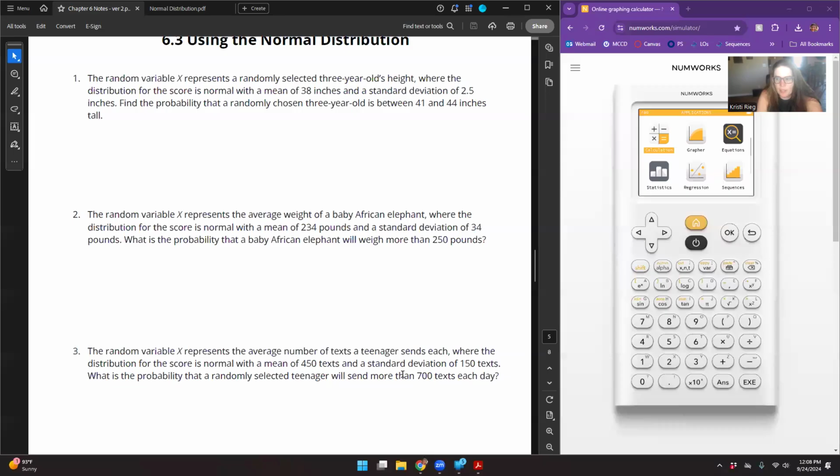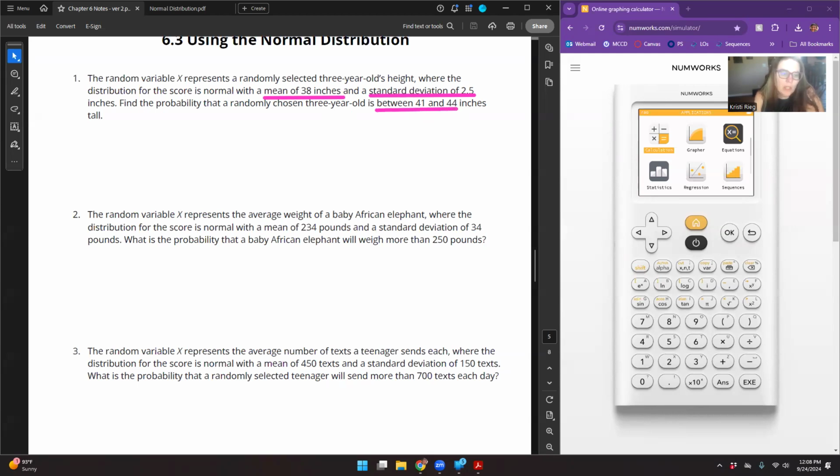We have the first problem. It says the random variable x represents a randomly selected 3-year-old's height, where the distribution for the score is normal with a mean of 38 and a standard deviation of 2.5, both in inches. So there's our mean, there's our standard deviation, and we're looking for between those two ages.